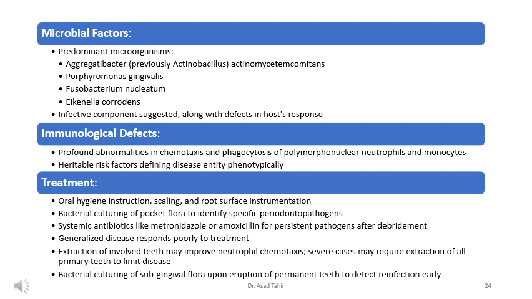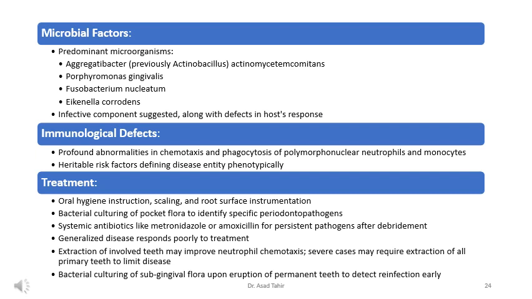Microbial factors. Predominant microorganisms: Aggregatibacter, previously Actinobacillus actinomycetemcomitans, Porphyromonas gingivalis, Fusobacterium nucleatum, Eikenella corrodens. Infective components are suggested, along with effects in host response. Immunological defects: profound abnormalities in chemotaxis and phagocytosis of polymorphonuclear neutrophils and monocytes. Heritable risk factors define the disease entity phenotypically.